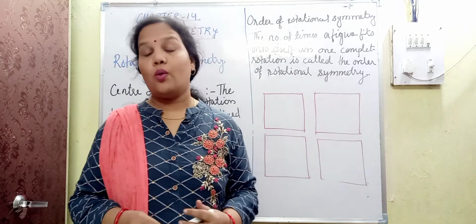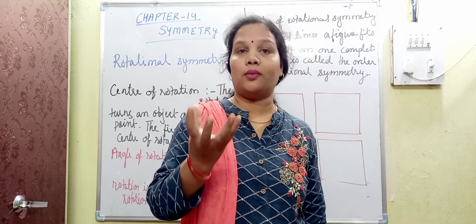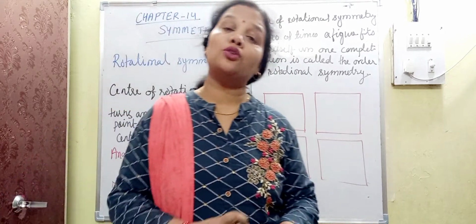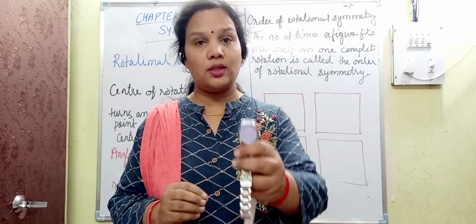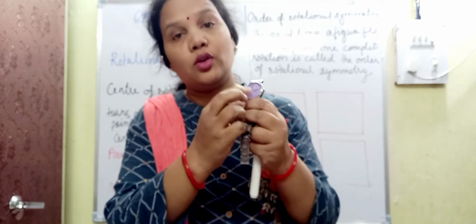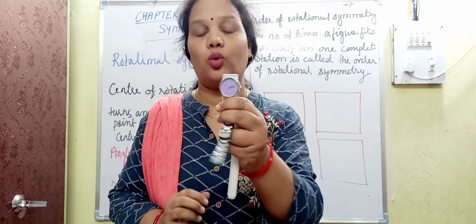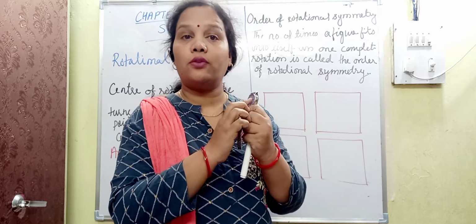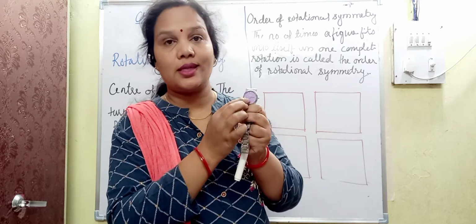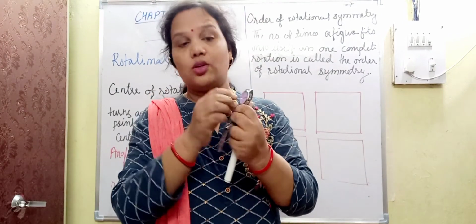Rotation, you know, what do you mean by rotation? If I talk about a watch or a clock, its hands are moving clockwise or anti-clockwise. Just look at this watch. Here you can see that the hands are moving in a clockwise direction, and if it is in the opposite direction, then it is known as anti-clockwise. So this is a kind of rotation where the hands of this watch are moving around this center. This point at the center is known as the center of rotation.